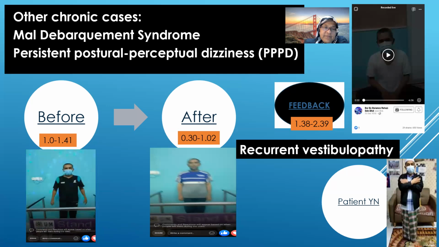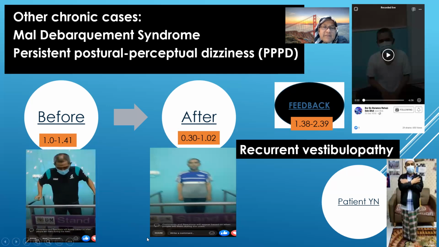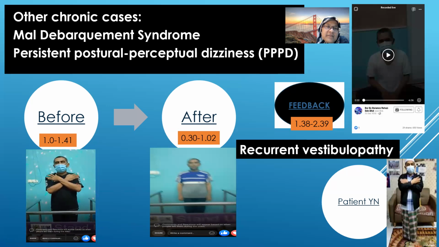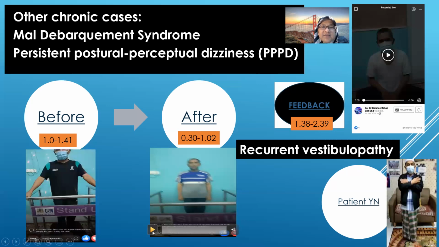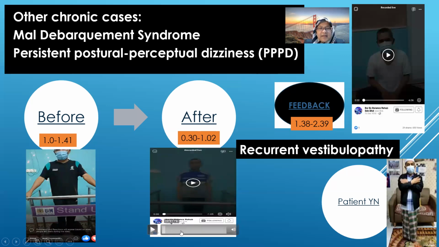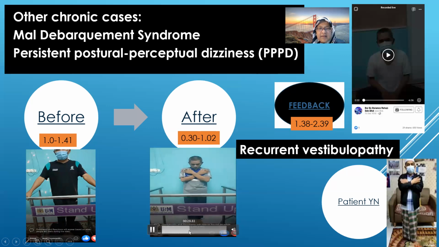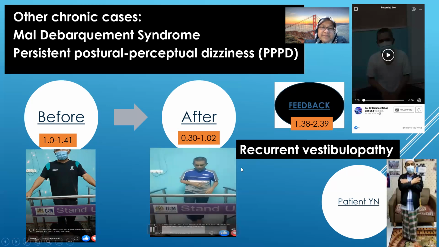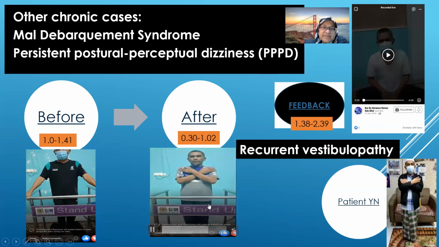Okay, fall. So this patient fell on stage. I open, no problem. Okay, this is after the session, where he stayed here, I think, for 3 days. Okay, before, 3 seconds. Okay, now 10 seconds. In this stage, she's fine.